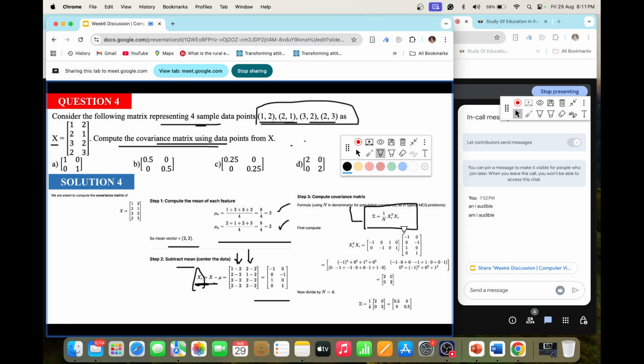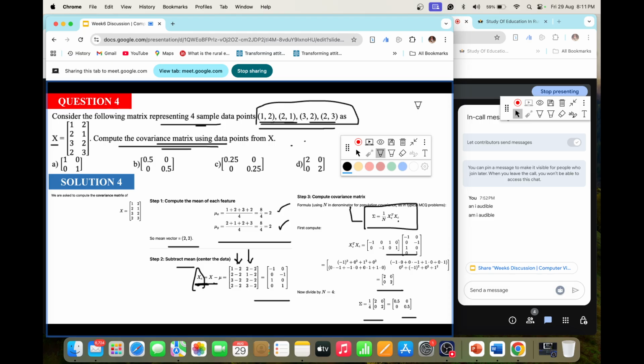So you have the center matrix, you just multiply transpose of your center matrix into the center matrix, and then divide by the number of points. Number of points is 4. So you do 1 by 4, and you will be getting the covariance matrix. So your covariance matrix is coming 0.50, 0.50, 0.5. This is what your covariance matrix comes out to.